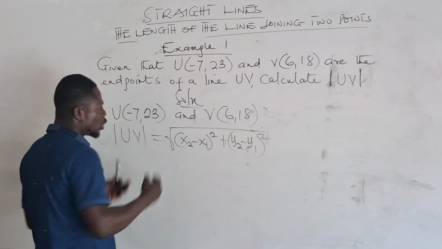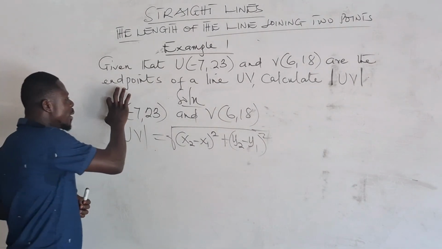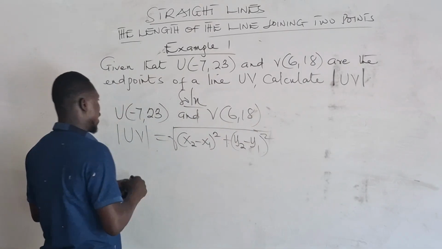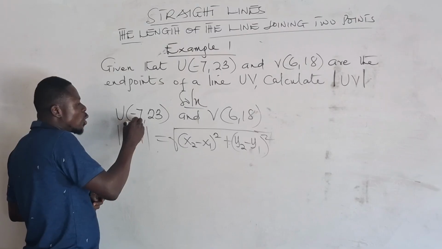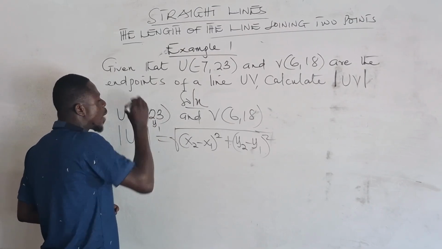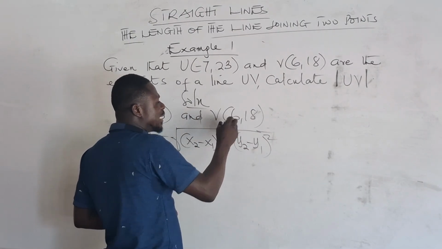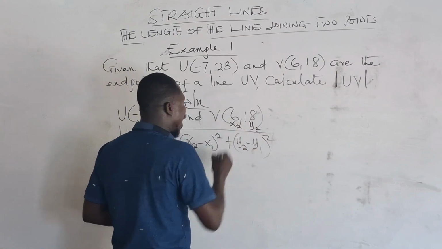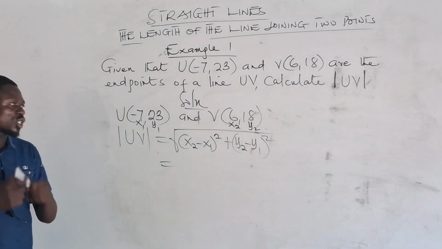Now let's quickly go into the points and name them one after the other. This will be called point 1. This will be point 2. So if this is point 1, then the x coordinate there will be called x1, then the y coordinate there will be called y1. If this is point 2, then the x coordinate there will be called x2. The y coordinate will be called y2.